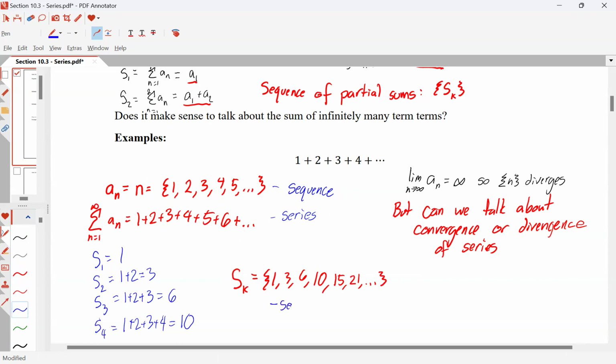So this is the sequence of partial sums. And if we look at this sequence as I keep building up k's, if I looked at the limit of this new sequence, as k goes to infinity of S sub k, it's pretty safe to say this goes to infinity as we keep adding more and more on with every next term. So the sequence of partial sums diverges.